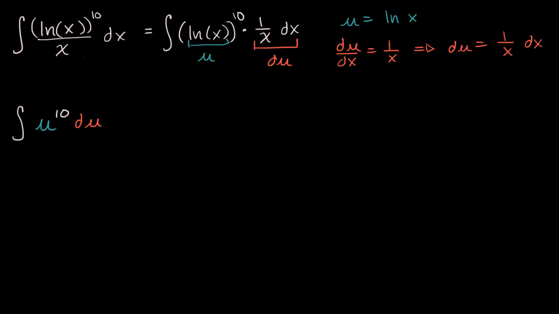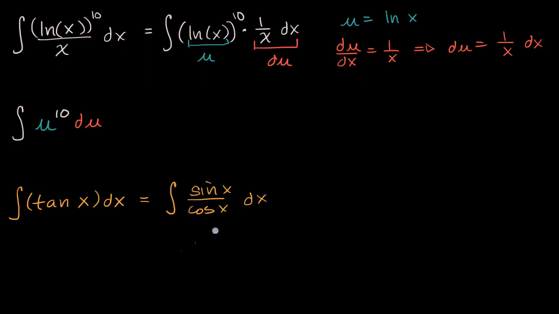Let's do another one. Let's do something interesting here. Let's say the integral of tangent x dx. Does u substitution apply here? And at first you say, well, I just have a tangent of x. Where is its derivative? But one interesting thing to do is, well, we could rewrite tangent in terms of sine and cosine. So we could write this as the integral of sine of x over cosine of x dx.